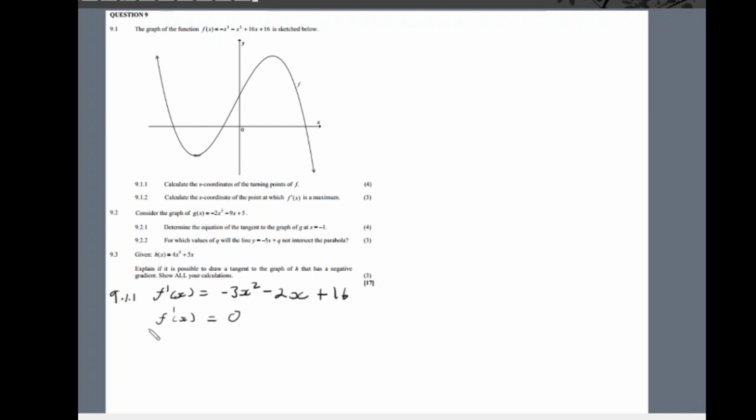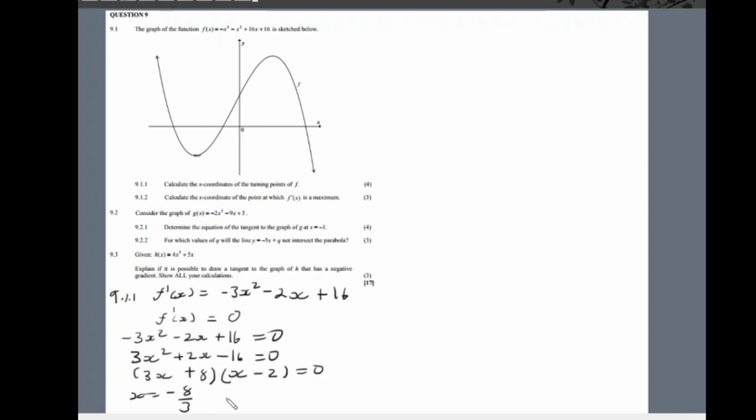Now if I equate my first derivative to 0 and solve for x, I should get the x-coordinates of the turning points, right? Minus 3x squared minus 2x plus 16 equals 0, and then I will divide throughout by a negative. I will have 3x squared plus 2x minus 16 equals 0, and then I'll factorize. Here I'll have (3x plus 8) multiplied by (x minus 2) equals 0, and then the x-coordinates of the turning points will be x equals minus 8 over 3, or x equals 2, right?